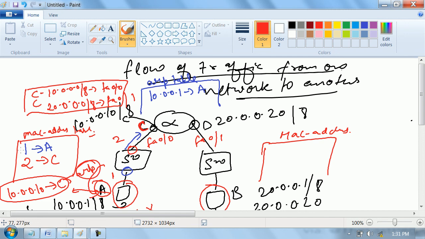Now, what will the computer do? The computer will forward actual traffic. Actual traffic means the data you are exchanging. Fine. Now, the computer will send the actual traffic. How will the actual traffic be sent?